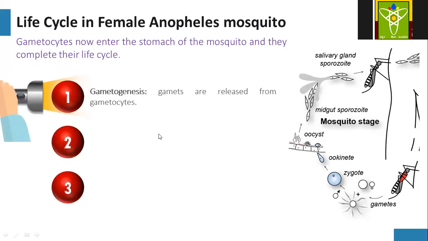First point, gametogenesis. Whatever gametocytes were added, male gametocytes and female gametocytes, were added into the mosquito's body. These gametocytes now will undergo a process to form the gametes. Recall now, gametes are formed in the mosquito's stomach only.